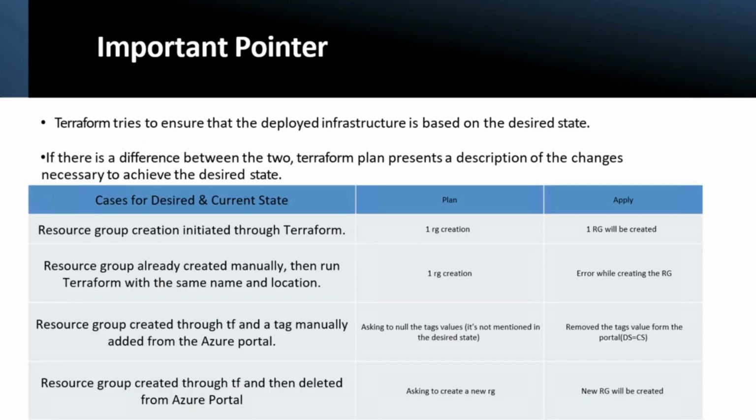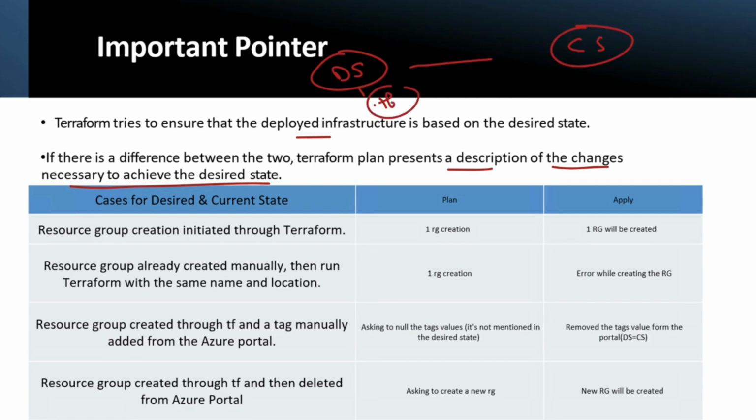Important point. Terraform tries to ensure that the deployed infrastructure is based on the desired state. If there is a difference between the two, Terraform plan presents a description of the changes necessary to achieve the desired state. As we discussed in the last two slides, desired state is what we have mentioned inside our .tf file, and the current state is the resources which are created inside portal.azure.com.